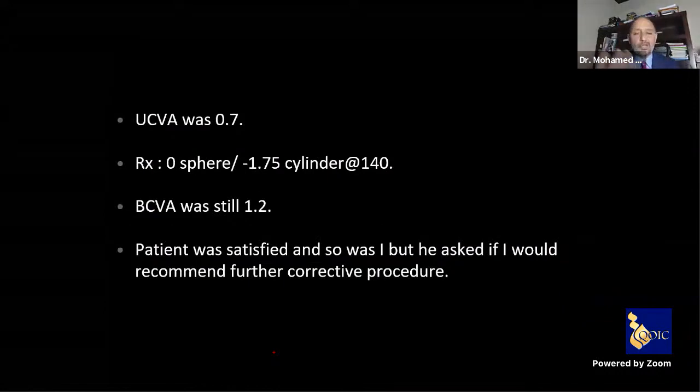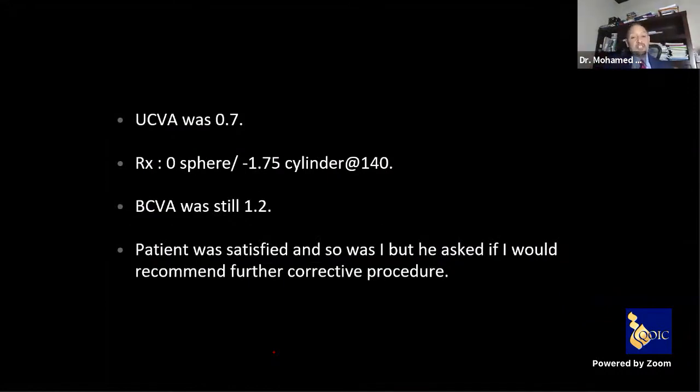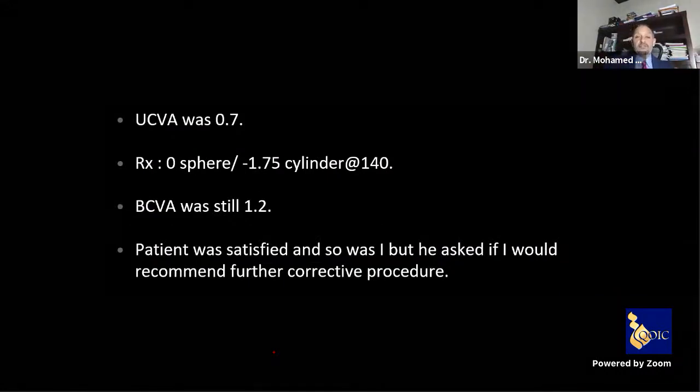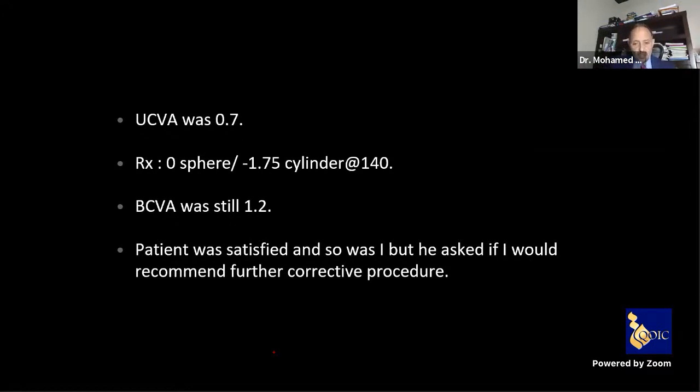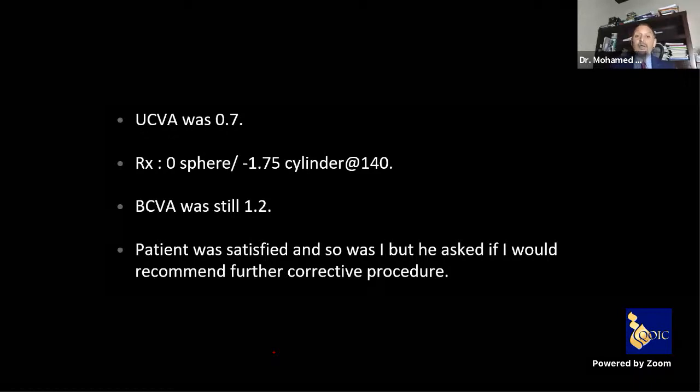Uncorrected visual acuity without any glasses whatsoever was 6.9. His refraction was 1.75 cylinder, and the best corrected visual acuity was 1.2. Patient was satisfied, and so was I. But he asked if I would recommend further corrective procedures.